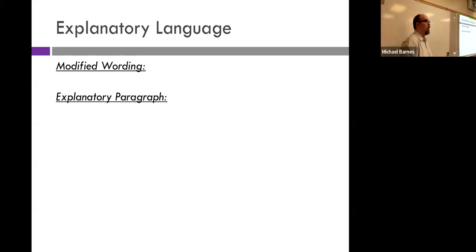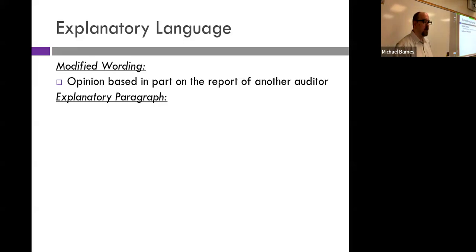Modified wording occurs in one circumstance with respect to the PCAOB report and the ASB report to that extent. This is opinions based in part on the report of another auditor. Now, I want you to make sure you take a note on this because this can be a little bit misleading. So add the additional language whose work the primary auditor is not willing to take responsibility for.